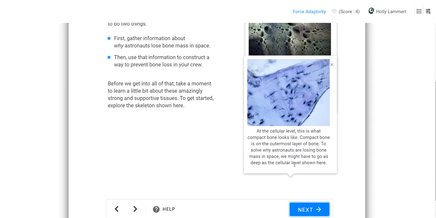At the cellular level, this is what compact bone looks like. Compact bone is on the outermost layer of the bone. To solve why astronauts are losing bone mass in space, we might have to go as deep as the cellular level shown here.